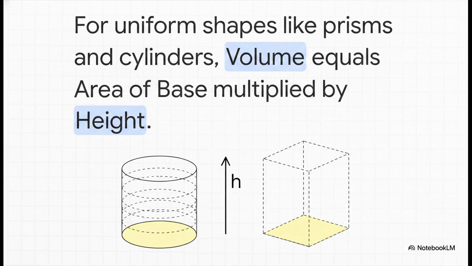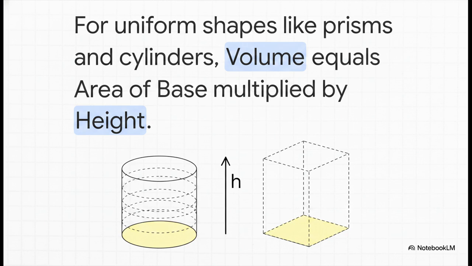By uniform, I mean shapes that go straight up without getting wider or narrower. Think prisms and cylinders. The rule is just volume equals the area of the base multiplied by the height. You literally just find the area of the flat shape on the bottom and imagine stacking it up layer by layer until you reach the very top.